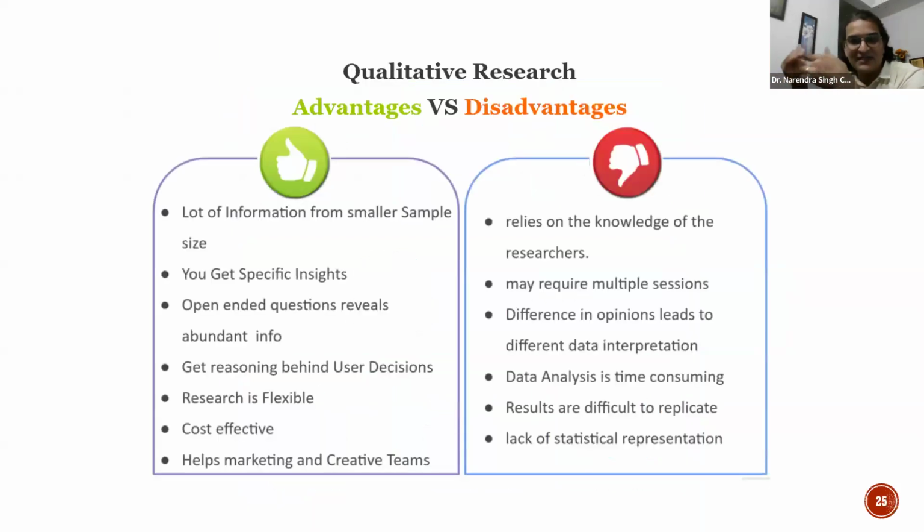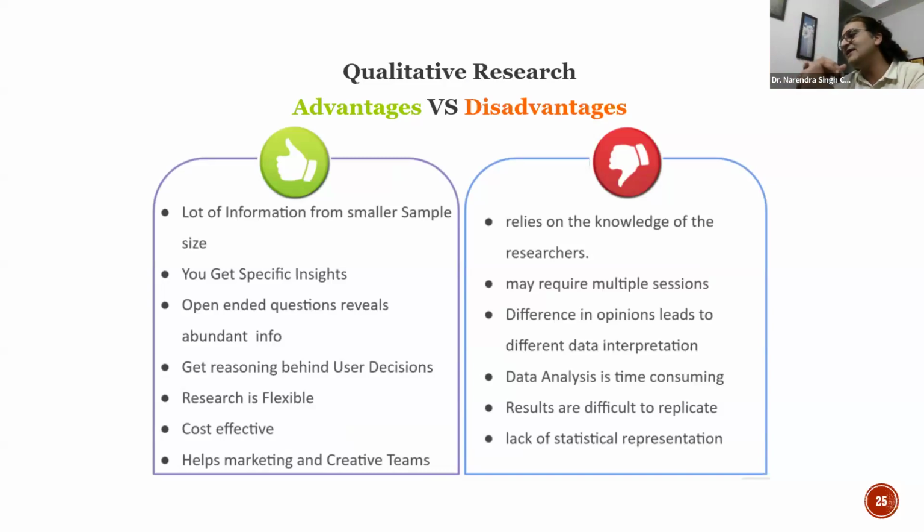Now, the disadvantages could be these. A lot of data, a lot of information from a smaller sample size. So there can be a question of how to validate that. Can we do the validation like in a quantitative study, where we do content validity, criterion validity, right? Face validity and all that. So are we able to do that?